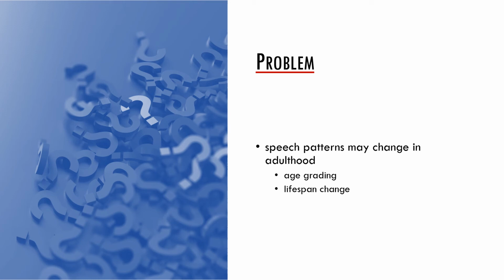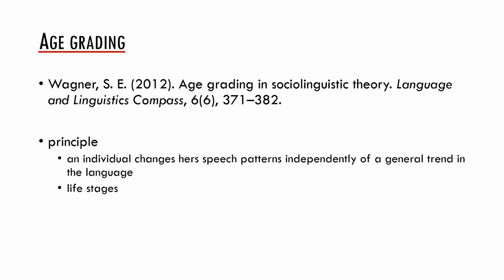Two possibilities are distinguished in this sense. The first is age grading, and the second, lifespan change. The idea behind age grading is that a certain speaker may change the way how he or she speaks independently of a general developmental trend in the whole community. Typically, this is seen as a reflection of various life stages which the speaker comes through. For example, the speech patterns of a certain individual may change when he or she gets employed and starts to work in a more formal environment, and so on.